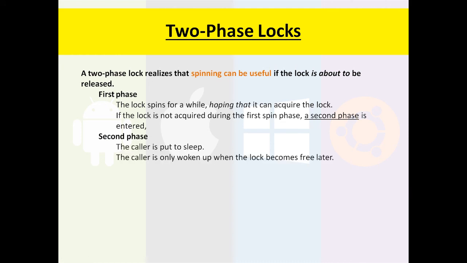Within the second phase, which will be like an if statement basically, if we've exited the first phase and fallen into the second phase, the caller is put to sleep. So the thread that called this lock function will be put to sleep, and it will only be woken up when the lock becomes free later. So here we're basically trying to game the system a little bit, in the sense that we're going to assume that we can acquire the lock fairly quickly. So we'll just spin, wait a little bit. If not, then we'll be put to sleep. So that's the idea of two-phase locks.